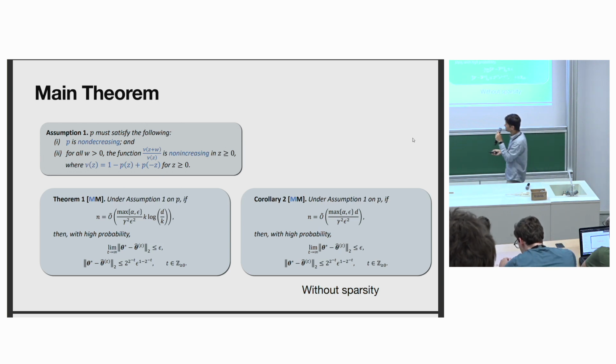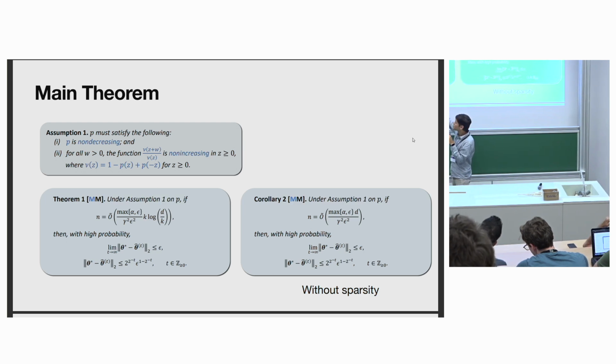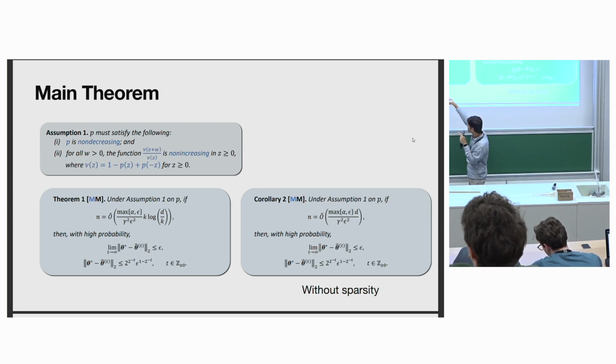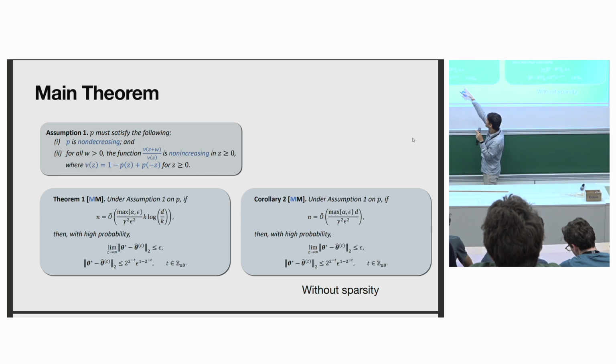So here is the theorem. If a couple of assumptions are true, that p is non-decreasing and some properties of that curve hold, then with this number of samples, where epsilon is the error rate, alpha is the amount of noise and gamma is the slope of the link function, you need on the order of k log(d/k) times that quantity samples to get estimation error epsilon. So that's the sample complexity.